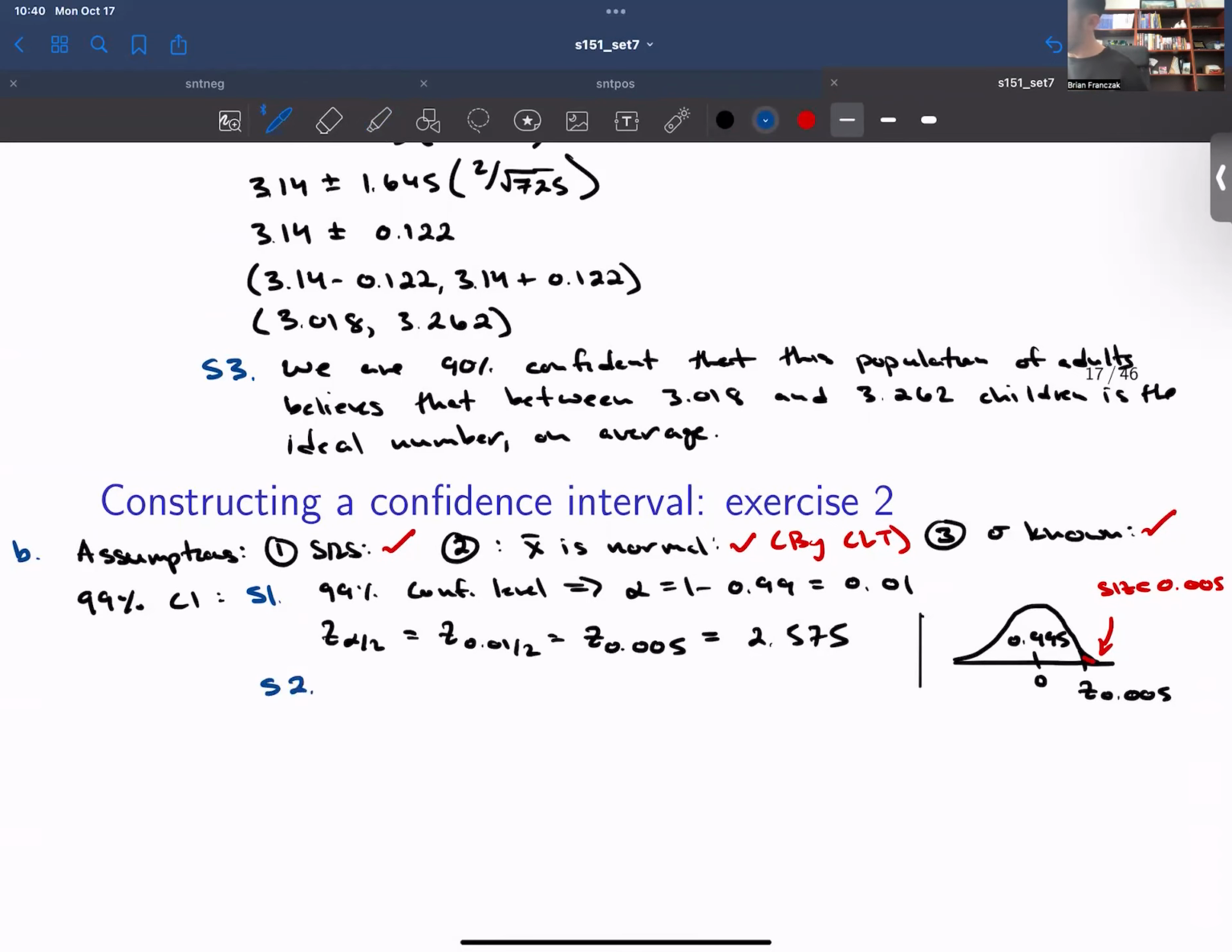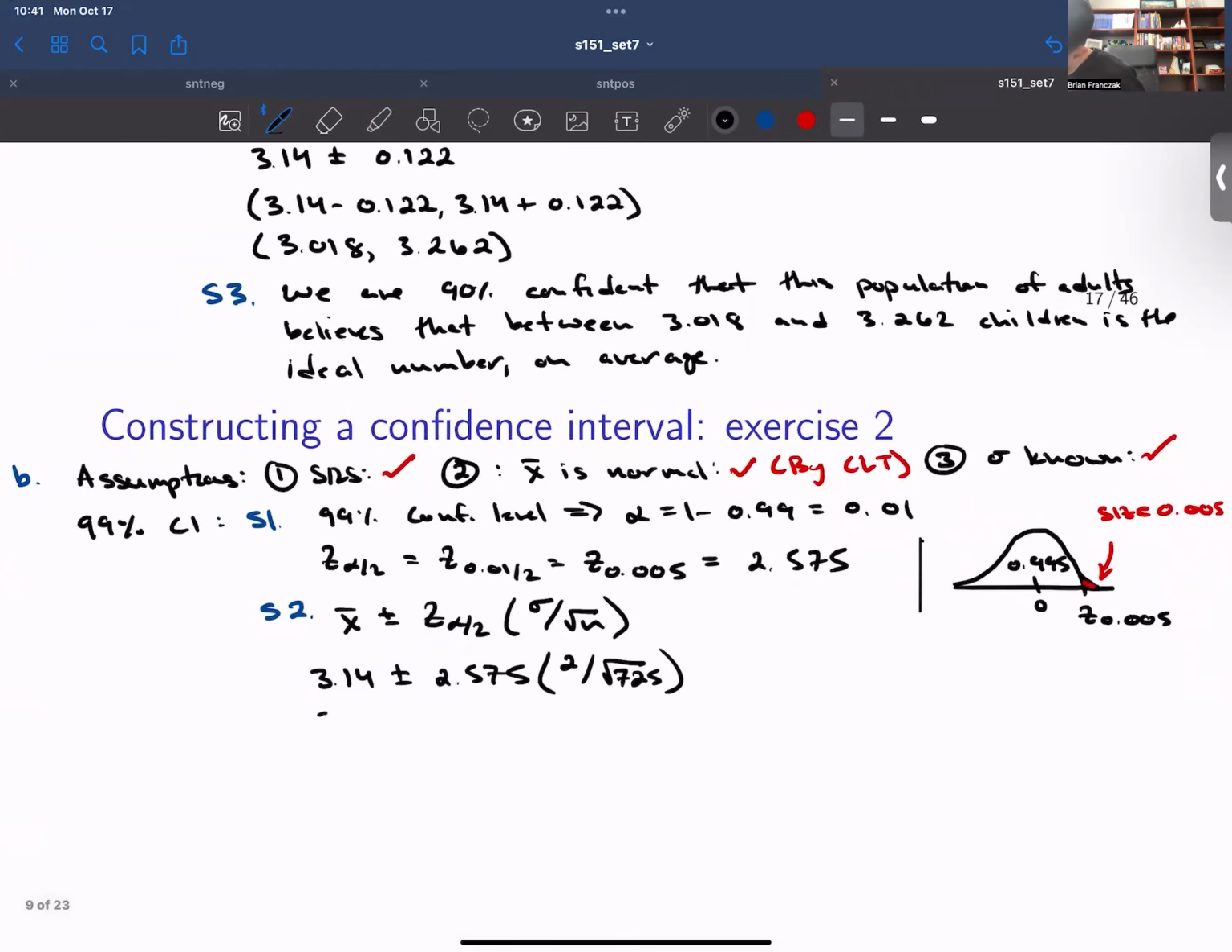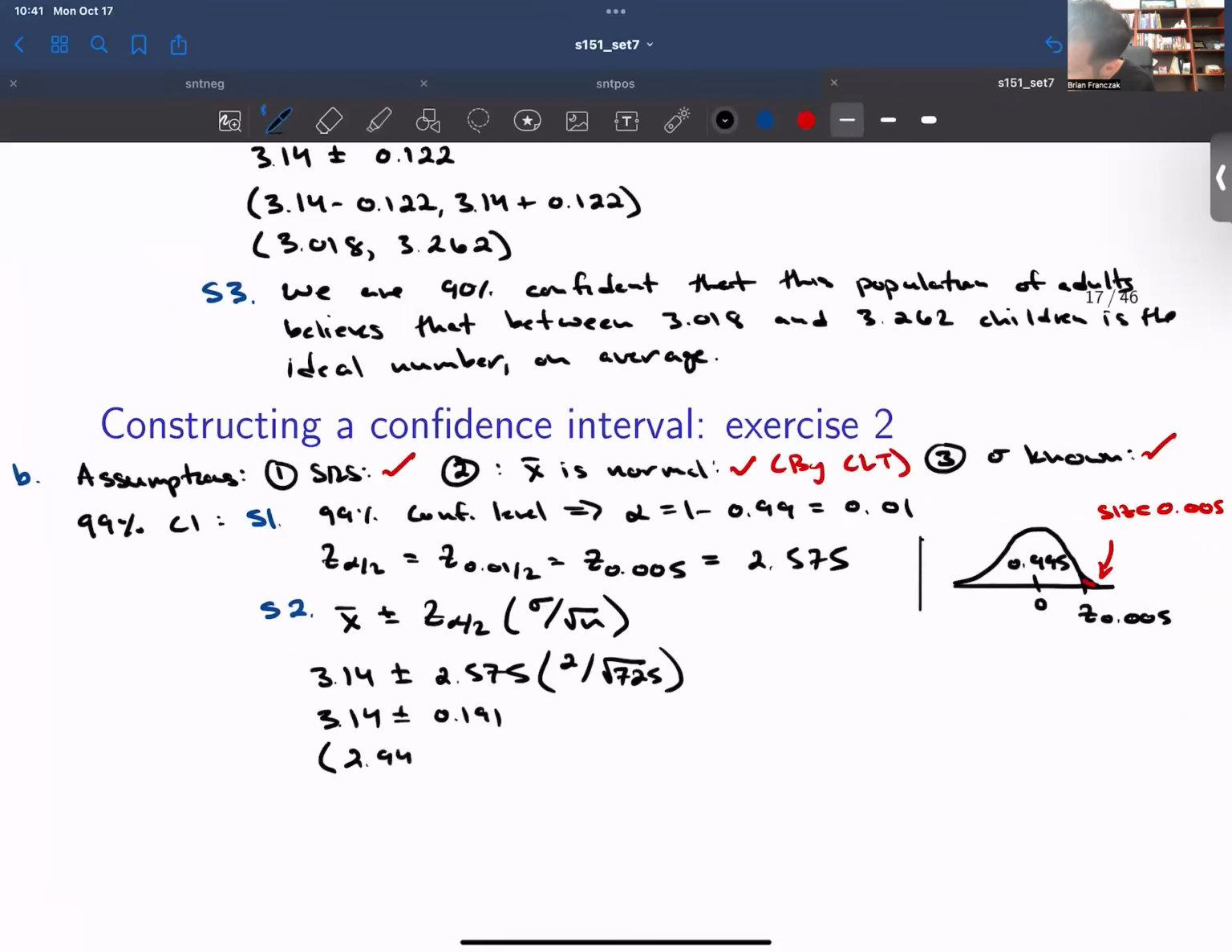And given that value, we can now plug in. So we have x bar plus or minus z alpha over 2 multiplied by sigma divided by the square root of n. So that's 3.14 plus or minus 2.575 multiplied by 2 divided by the square root of 725. That gives us 3.14 plus or minus 0.191. And the result, so if we add and subtract 0.191, we have 2.949 to 3.331.